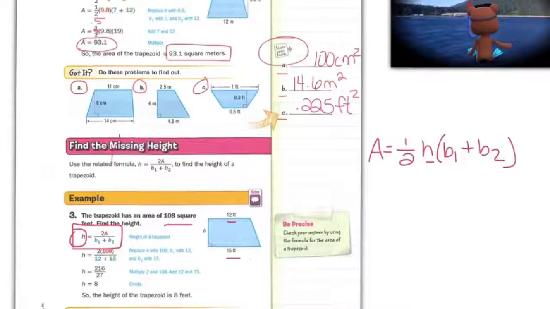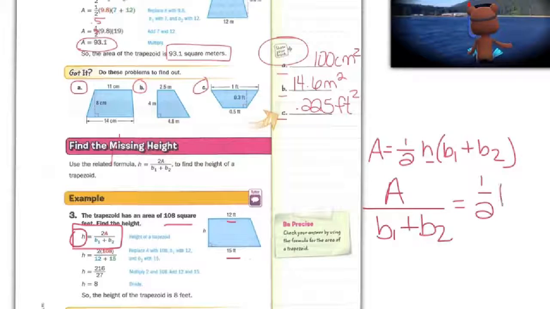In order to get rid of this sum right here, this is being multiplied. b1 plus b2 is being multiplied by the height. In order to undo multiplication, you divide from both sides. So that would leave us with area over b1 plus b2 equals 1/2 of the height.